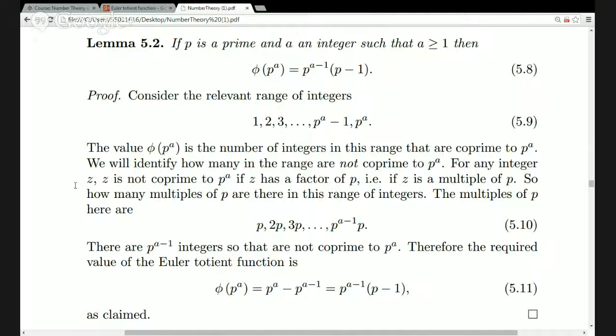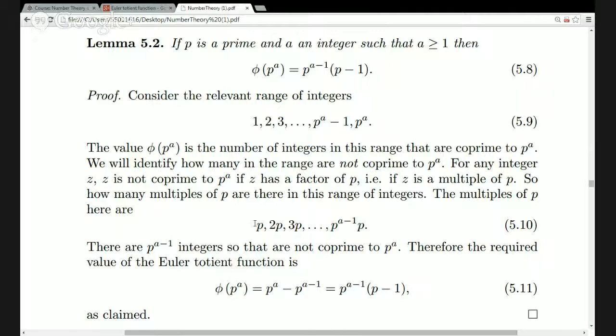So the multiples of p are p, 2p, 3p. How high do you have to go? When do you meet the last multiple of p? Well, the last multiple of p you meet is the last number at the end of this list, p to the a itself. That's the very last number you meet. And if you want to emphasize it's a multiple of p, you write it as p to the power a minus 1 times p.